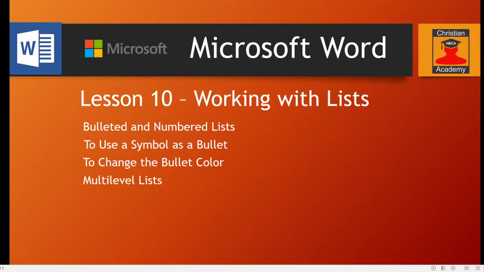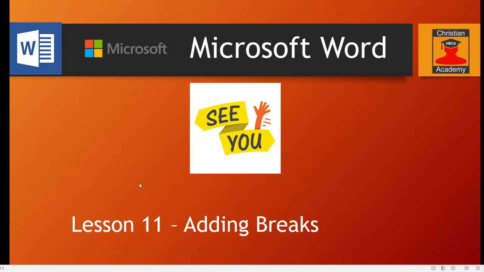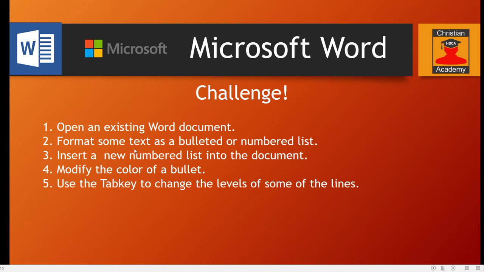So let's just look at what we've covered today. We covered the bullets and the numbers. We covered the symbols and the bullets. We changed the colors and the sizes and looked at the fonts there, and then we also looked at the multi-level list. And we should be able now to format some text in bullets and numbers, insert them into a document, modify the color of the bullets. I'm sure you can do that, and also to use the tab key effectively to change the levels either up or down, as I've showed you.